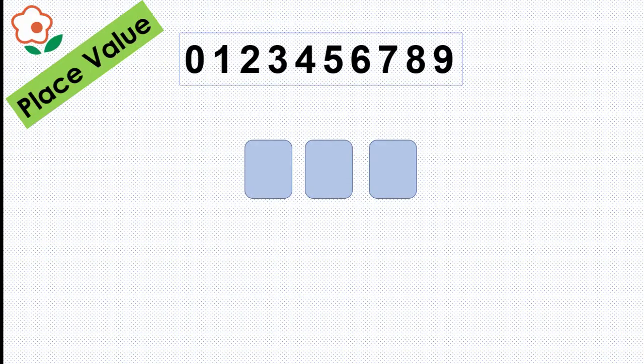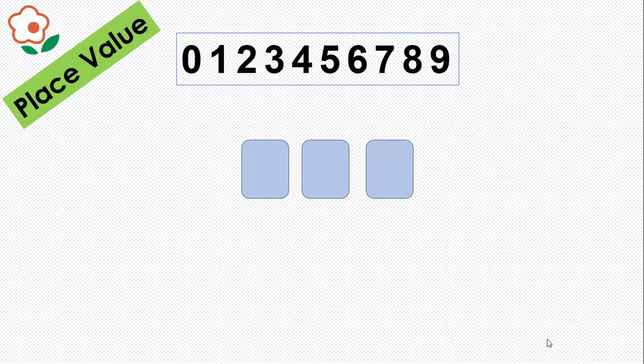Even though we have only 10 digits, each digit can stand for different amounts depending on the place that it occupies. If the digit 5 is in the ones place, it means just 5. But if 5 is in the tens place, it means 50. And if 5 is in the hundreds place, it means 500.